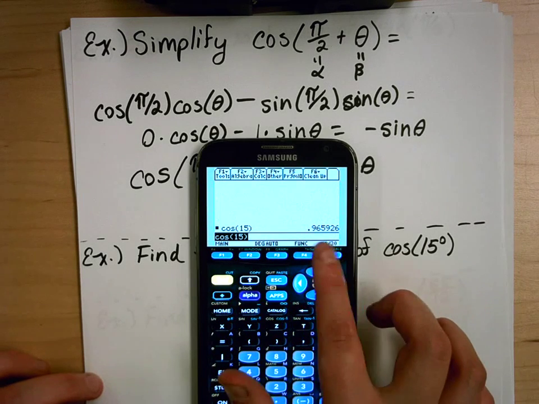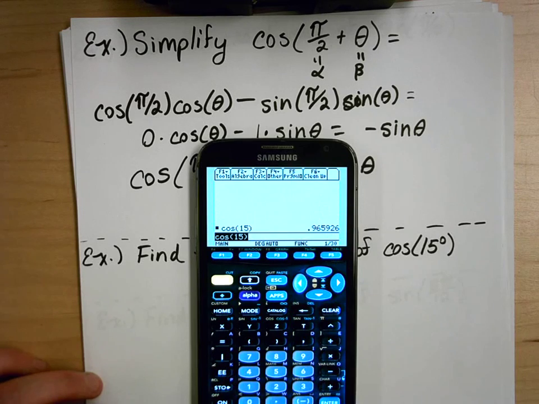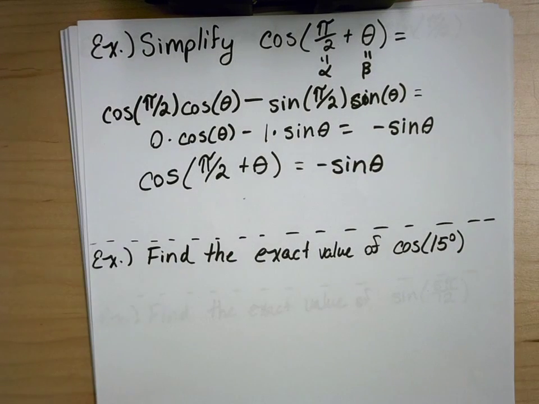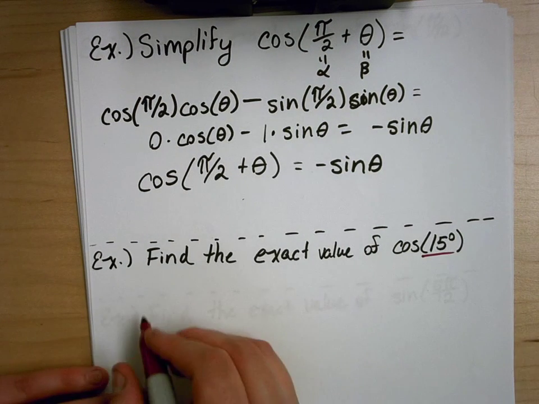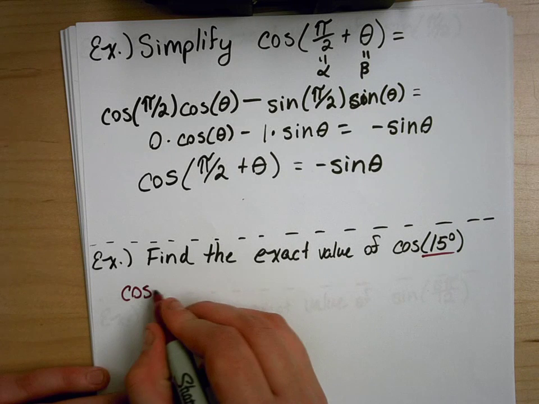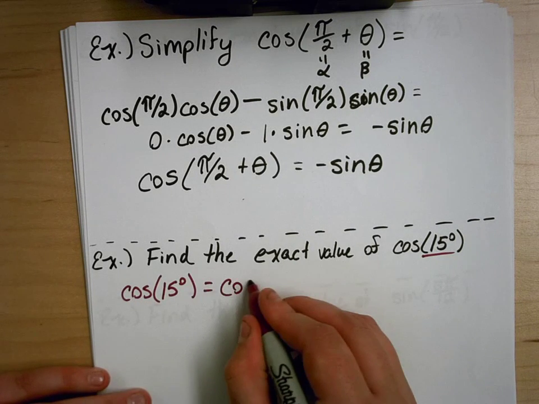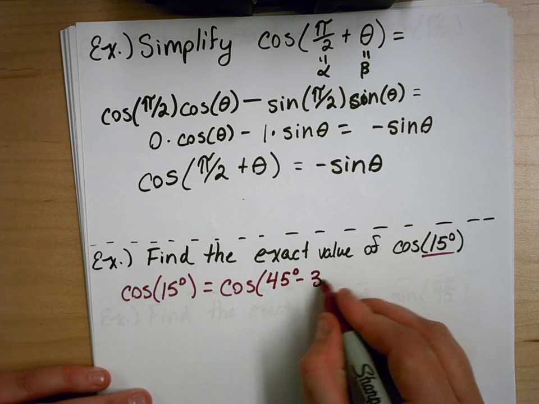But see, we get a decimal. So this is only accurate up to 6 decimal points, it looks like. Okay, so let's see what I mean by exact. So I can rewrite 15 degrees as 45 degrees minus 30 degrees.